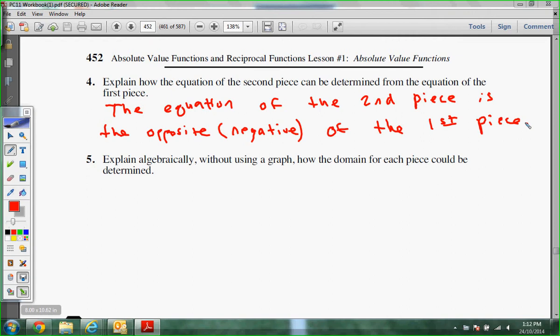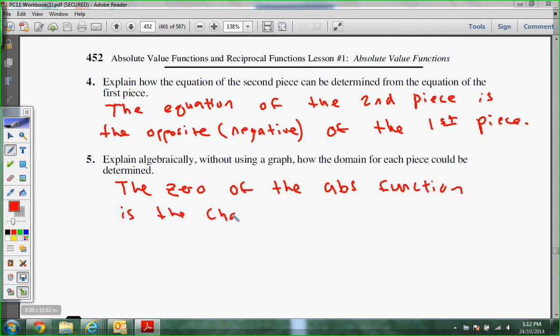Explain algebraically without using a graph how the domain of each piece can be determined. So the 0, so what made that 0? X minus 3, what makes x minus 3 0? The plus 3, right? Well, that's where our v changed direction. Okay, so the 0, which we know how to do yet already, of the absolute function, is, I'm going to call it the change of direction. Or the two pieces that meet.